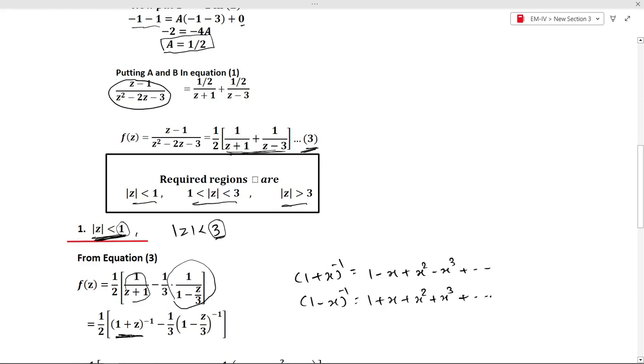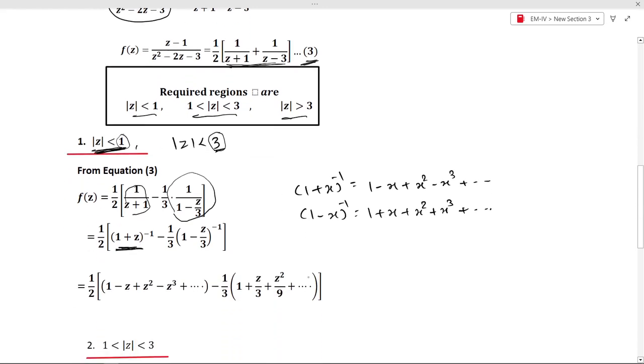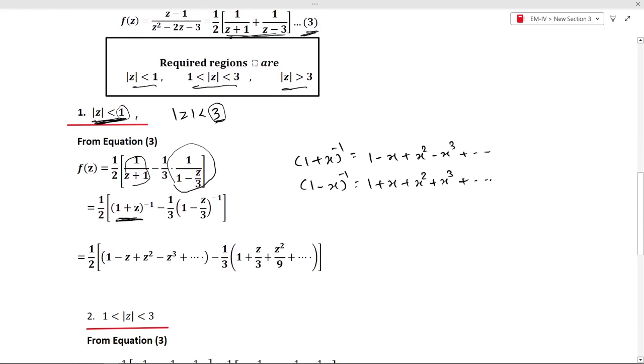If you compare this (1 plus z) inverse with (1 plus x) inverse, here you will get 1 by 2 as it is, and the expansion for (1 plus z) inverse using the first series is 1 minus z plus z square minus z cube and so on, minus 1 by 3, and the expansion of (1 minus x) inverse has all terms plus. Your x is z by 3 here, so putting z by 3, you will get 1 plus z upon 3 plus z square upon 9. Next term will be z cube upon 27 and so on.